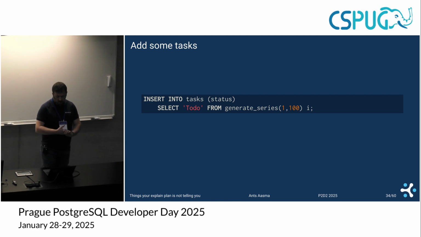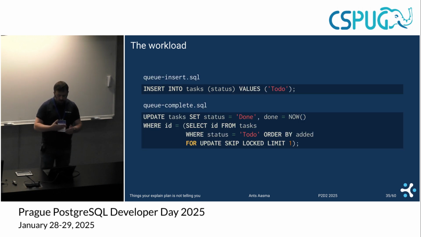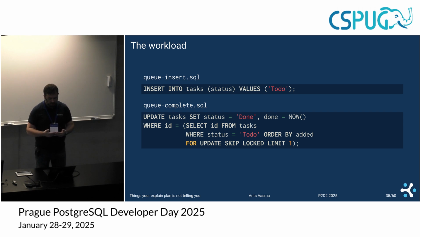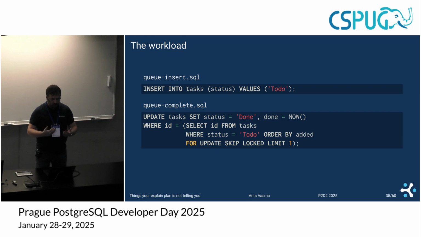Let's add some tasks to it. So we just generate 100 to-do tasks for us. And now we are also going to need the workload, because visibility is something that is quite transient. So we need something to be running actively. And our workload is going to be consisting of two simple tasks. One of them is going to add a new task, and the other one is going to select the task that is still to do based on this added column, and it's going to be skipping everything that is being done by somebody else. It only selects one of the tasks and updates its status to done.